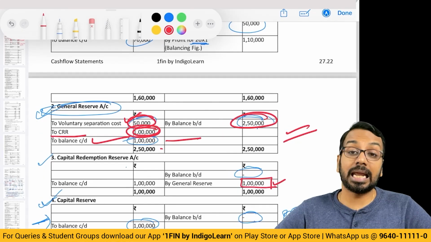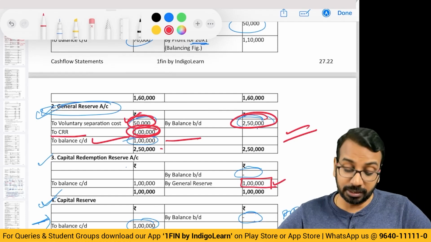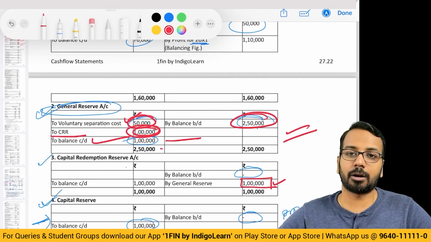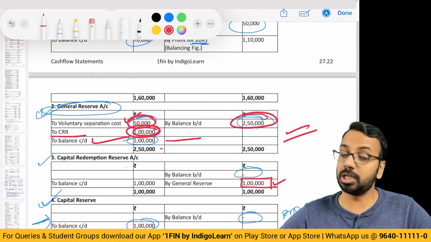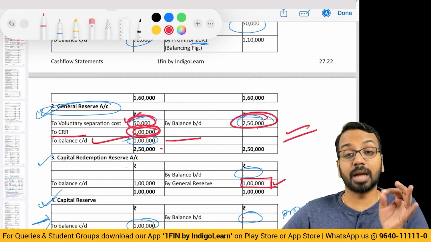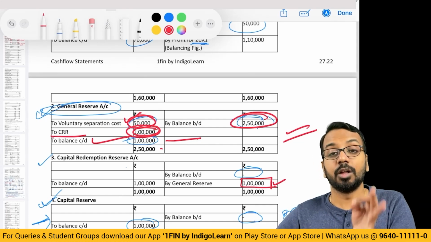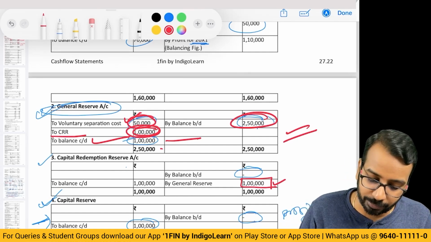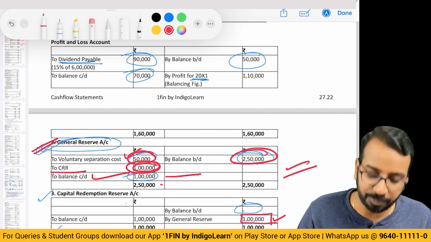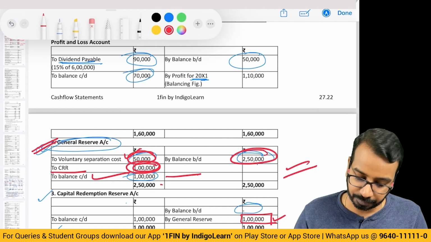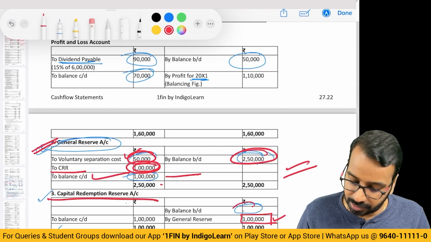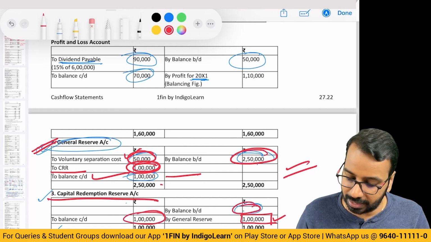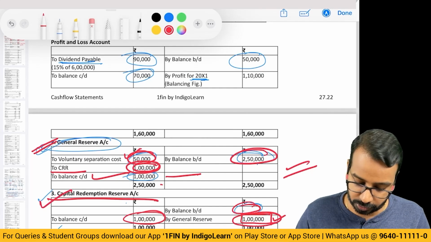Sir, can we do directly without preparation of general reserve account? Can we assume it will tally automatically? No. The reason is sometimes there may be a balancing figure which you have to transfer from P&L. So don't jump to P&L directly without completing the other ledgers. Okay, then capital redemption reserve opening balance was 0, closing balance is 1 lakh, which is from redemption. So this also is done.